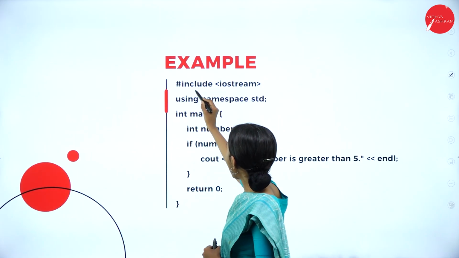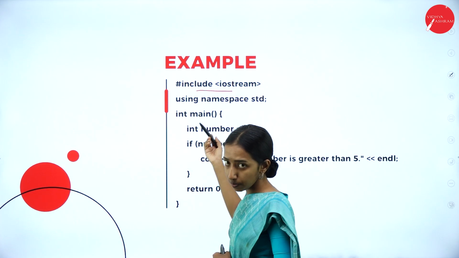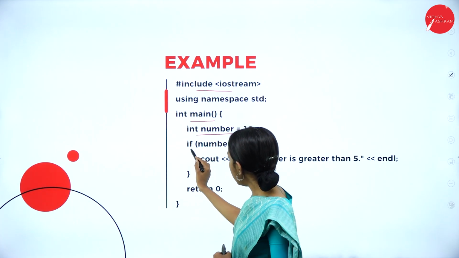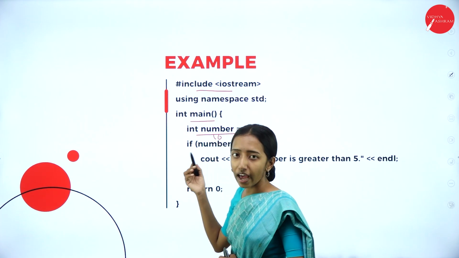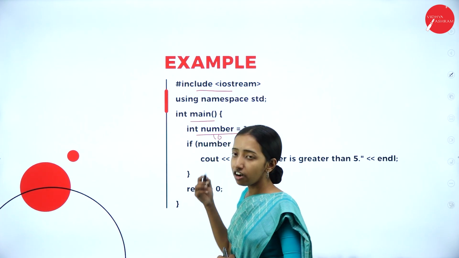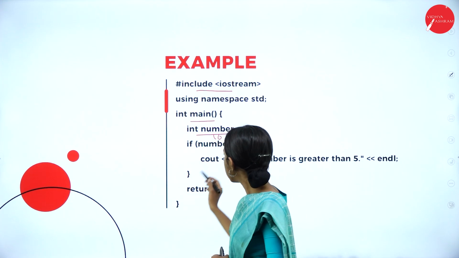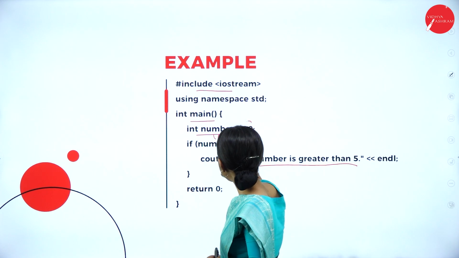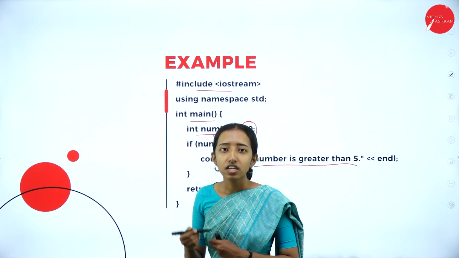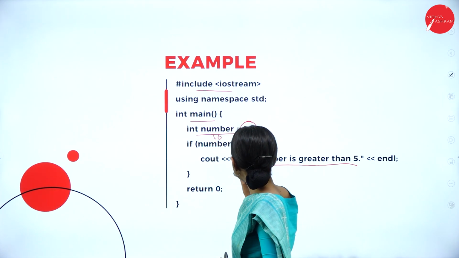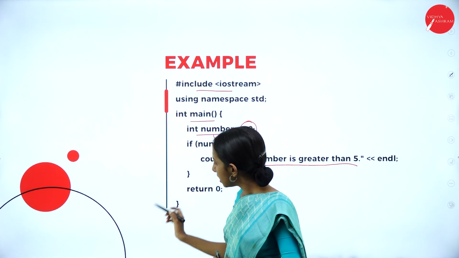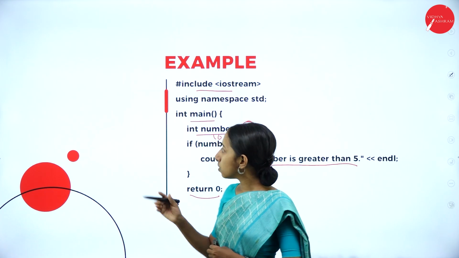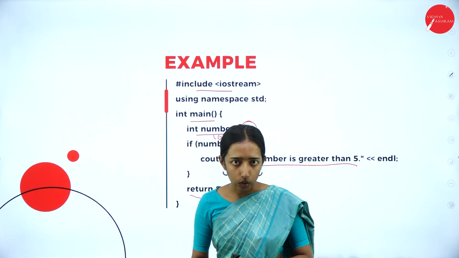I have taken #include iostream, using namespace std, int main, int number is 10. If the number, that is what I have taken, 10, is greater than 5, cout the number is greater than 5. So obviously the number is greater than 5. So in the console you will be getting the number is greater than 5, return 0. The same example what I have taken. So this way the if statement works.